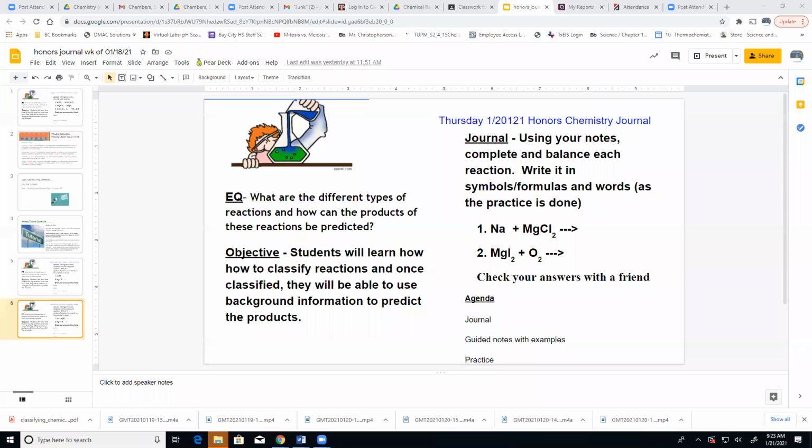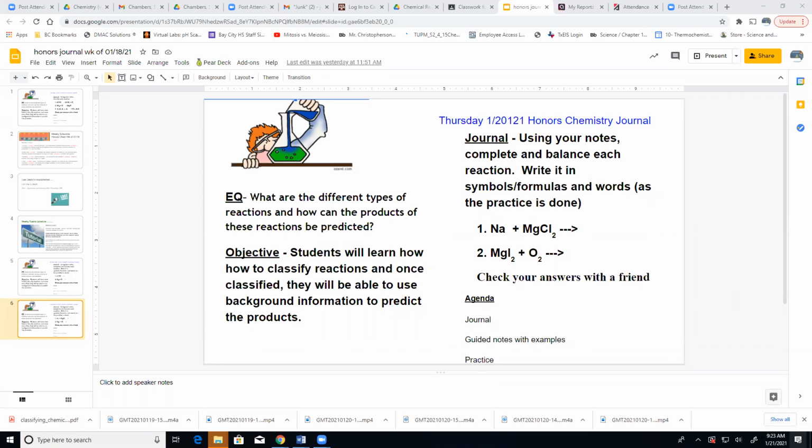Right, so the first thing that we're going to do is go over the pop quiz from yesterday. Tomorrow you have an open notes quiz over synthesis and decomposition reactions. After that, the next quiz that you have on Monday, which is single replacement, and what we're learning today, will not be open notes.